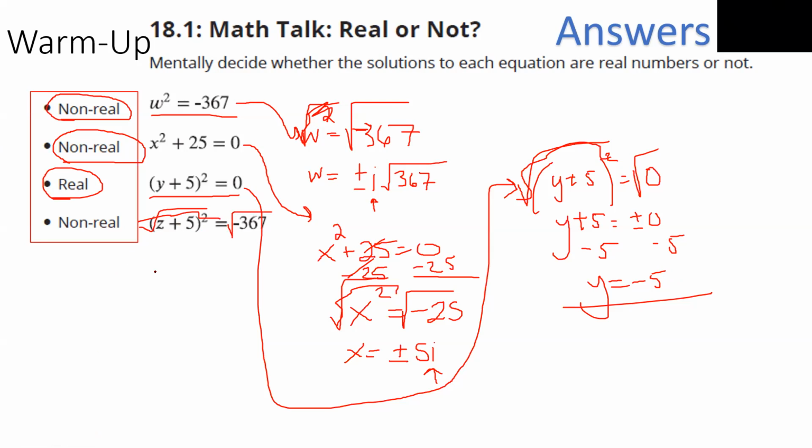The square and the square root cancel. Z plus 5 is equal to plus or minus, and you can see that there's a negative inside the square root, so that automatically will give us i. Square root of 367, and similar situation as the first one, because there's an i, it is a non-real solution. Okay, so from now on, you should be able to look at these very simple quadratics and in your head be able to determine if they have a real solution or a non-real solution.